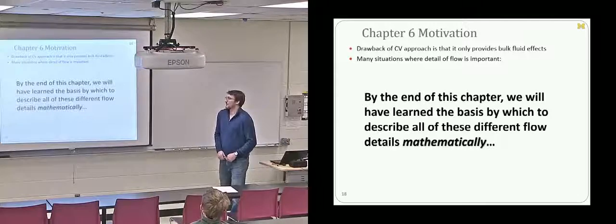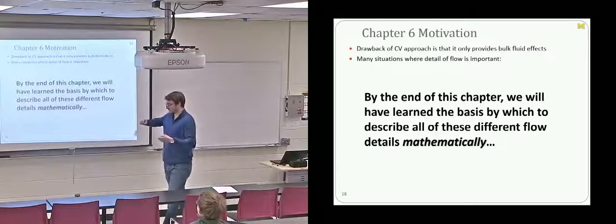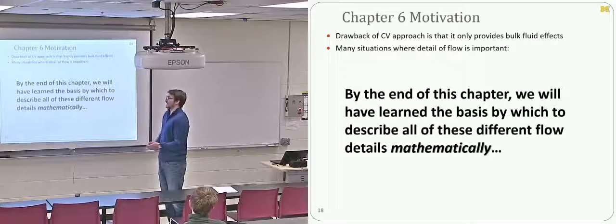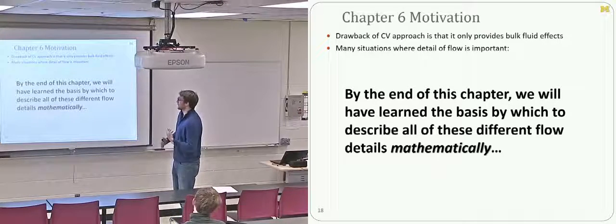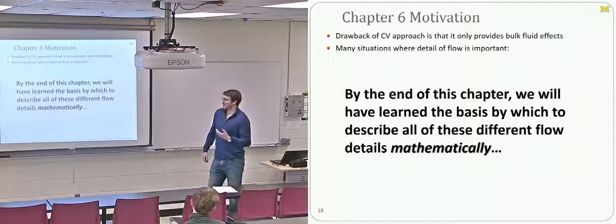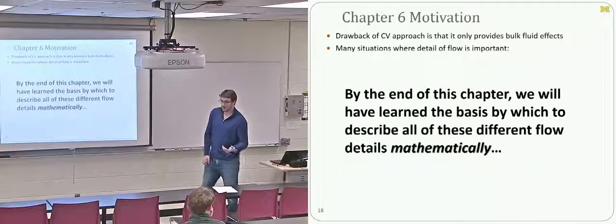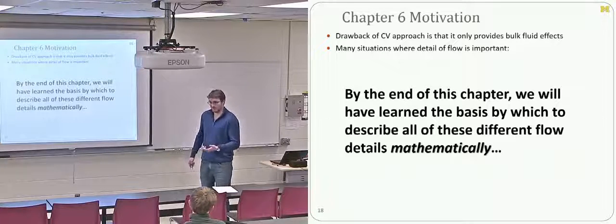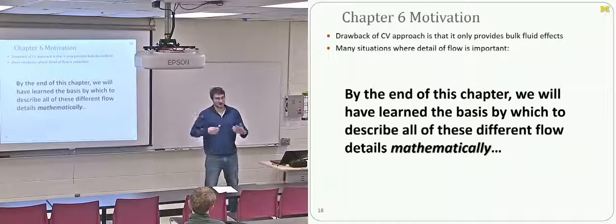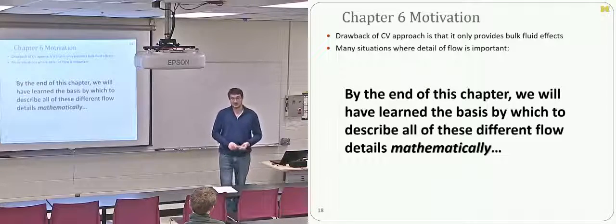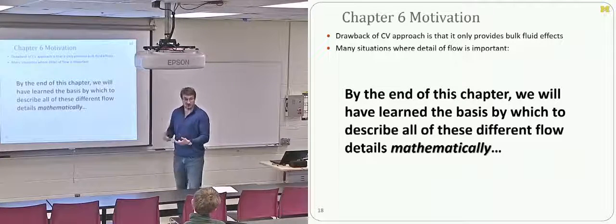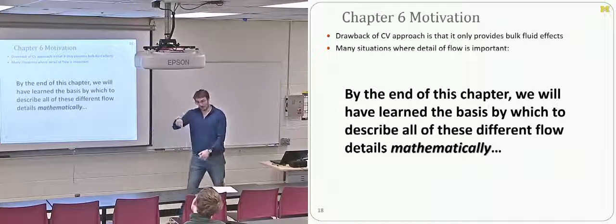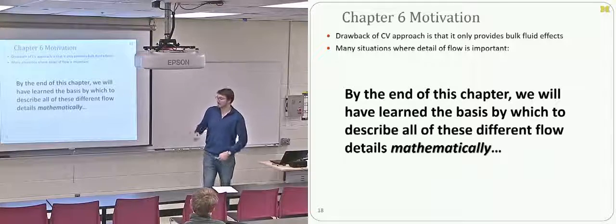So, starting on Monday, we're going to be dealing with a much finer level of detail in the physics of flow. The idea is by the end of chapter 6, we shall have learned the basic physical laws that allow us to describe all of these details with a greater level of mathematical precision. We're not going to have to zoom out and say, hey, control volume analysis. We can instead say, here are the actual equations that govern what's happening at different points in space.